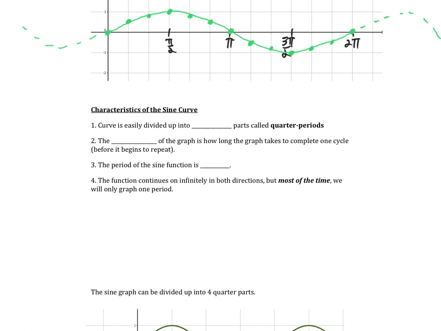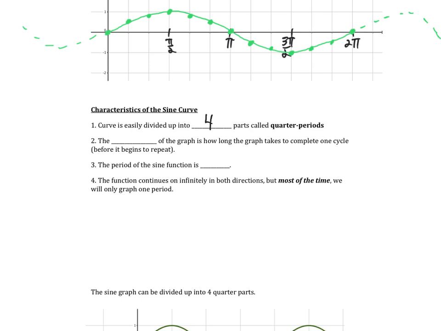So the curve is easily divided up into four parts. Okay, we call them the quarter periods, right? So notice on my graph above, I plotted pi over 2, pi, 3 pi over 2, and 2 pi. Really, I divided up into fourths, right? It was really easy to divide the graph up into 4 parts.